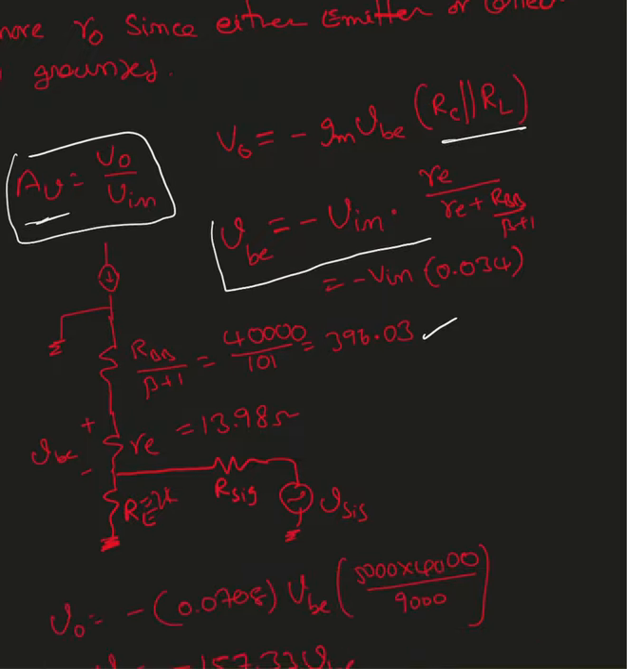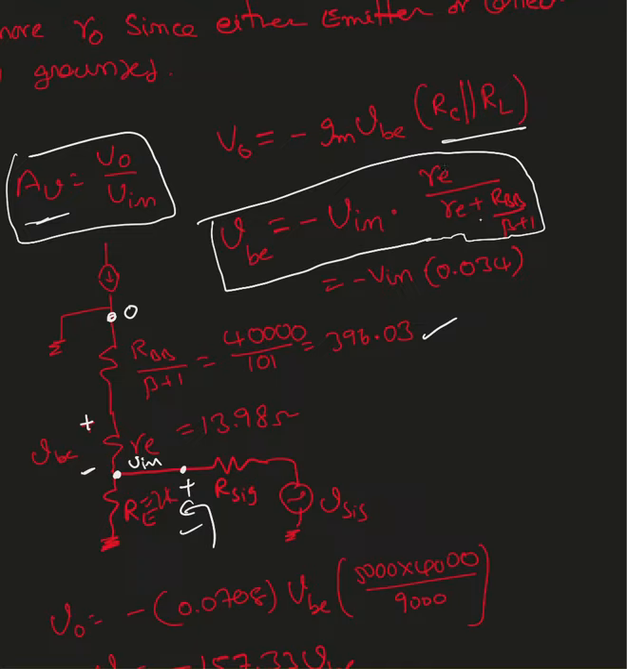That makes it easier. So I know the voltage at this point is 0, and the voltage at this point is Vn. So I used the voltage division rule. According to the voltage division rule, VB equals negative Vn, because the top one is positive and the bottom one is negative, but the input voltage is here. Since that's a negative value, negative Vn times the same resistance over total resistance, so RE over RE plus RBB over beta plus 1. Based on this, I found VBE equal to negative Vn times 0.034.